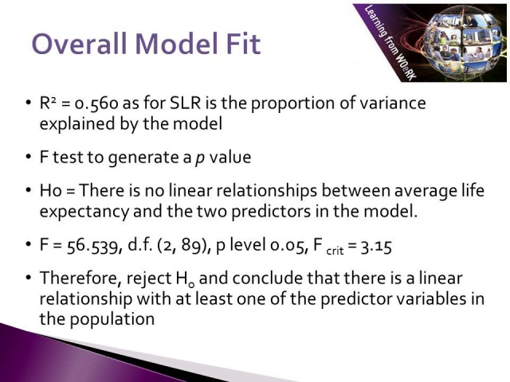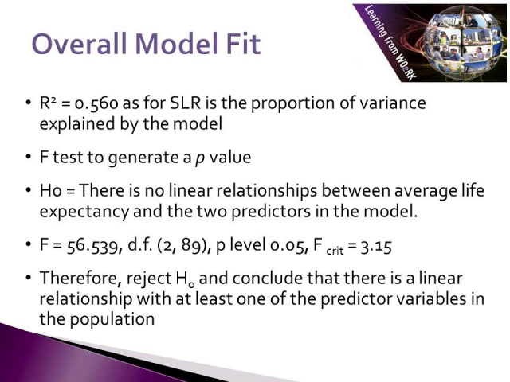In our case, the F-test gives a value of 56.539 with 2 and 89 degrees of freedom at p-level 0.05. Looking this up gives us an F-test critical value of 3.15. Our F-test statistic is far larger than the F-test critical value, so we reject the null hypothesis and conclude that there is a linear relationship with at least one of the predictive variables in the population. Now what the F-statistic does not tell you is which of the effects are significant. It only tells you that one of them is.